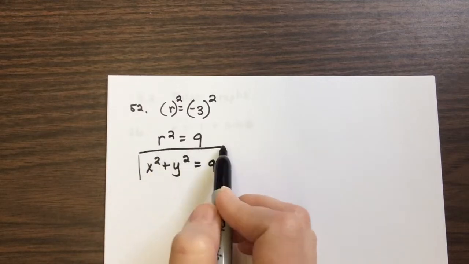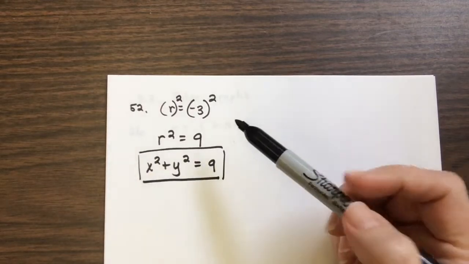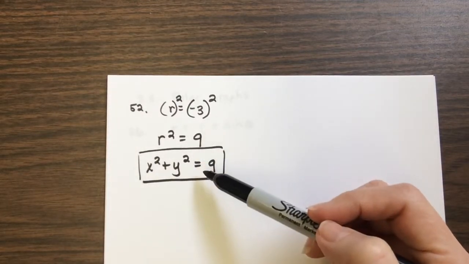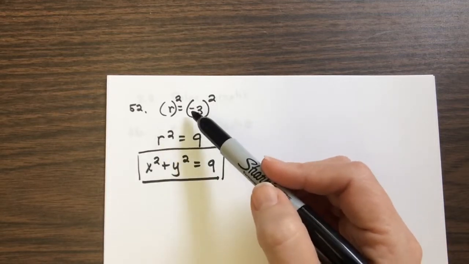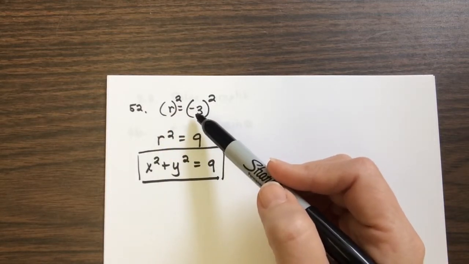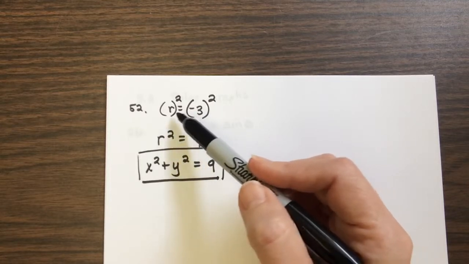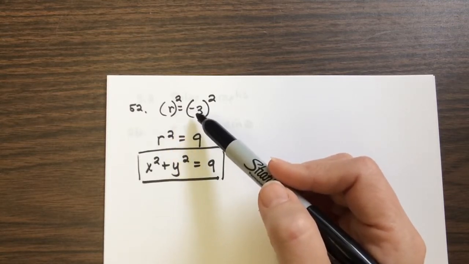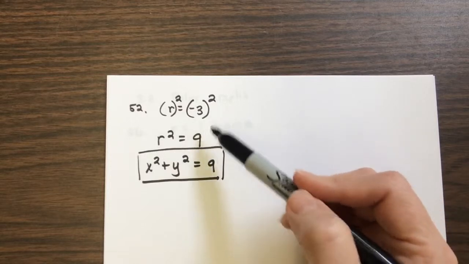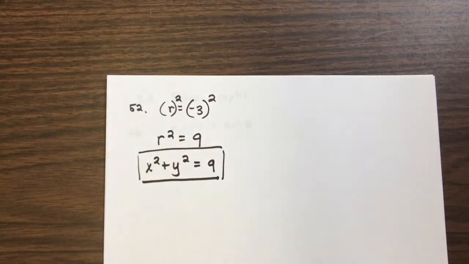Alright, I've got everything in terms of x and y, and you can guess this is a circle with a radius 3. And notice that r was negative 3 here, but that's not going to change anything. Just remember, when you graph and your r is negative, you just go the opposite direction. Alright, but it's still going to give you the same circle.